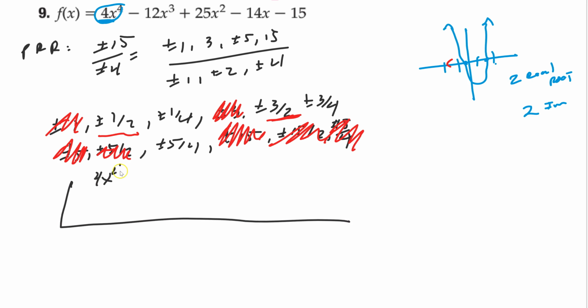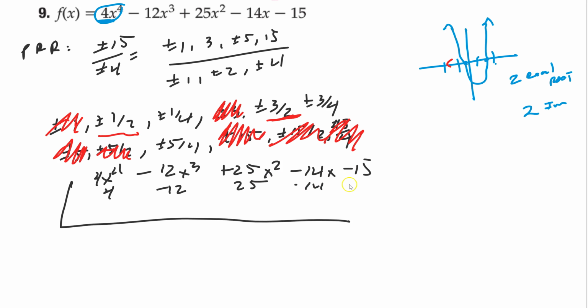Let me just rewrite it first. These are big numbers. Alright, so we're going to have 4, negative 12, 25, negative 14, negative 15. Remember, the whole goal is to have a 0 here. We want a 0 there. And it all depends on what we want to try first. I think I said I was going to try 3 halves first, so let's do that, because that looks like 3 halves to me. Doubling it. We have better luck than I had last time. So bring the first one down.